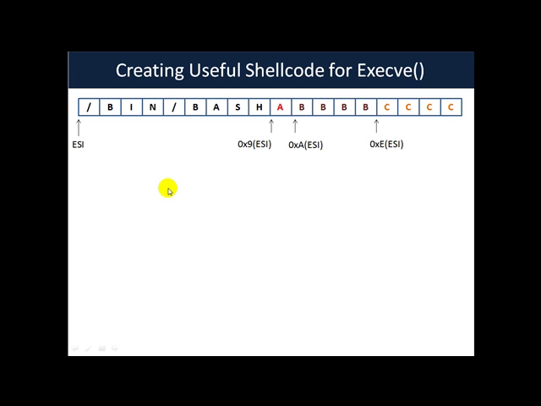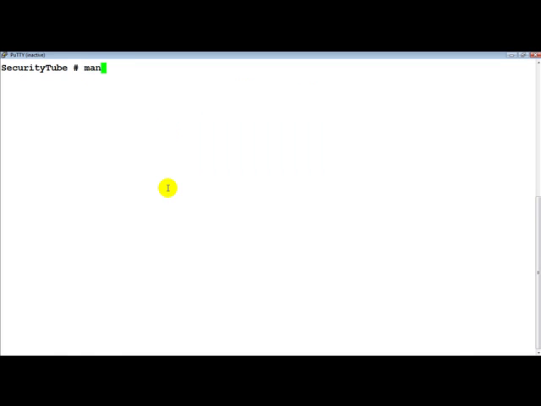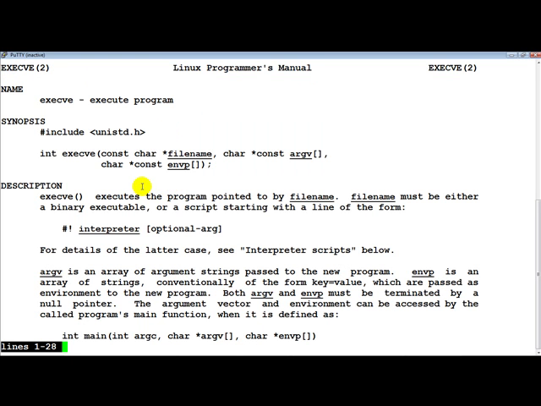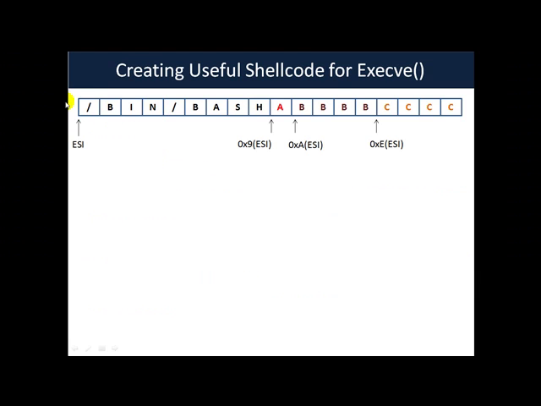If you remember execve, let's go back to the man page. It expects 3 inputs: a pointer to the file name, a pointer to the argv array, and a pointer to the environment array, right? So what we want to do here is set up all these 3 inputs in this entire memory location. The first thing we need to do is null terminate the name of the program. Right now /bin/bash does not have a null termination. So A needs to be replaced by a 0 to null terminate the string /bin/bash.